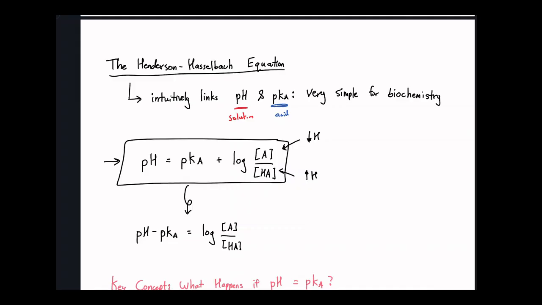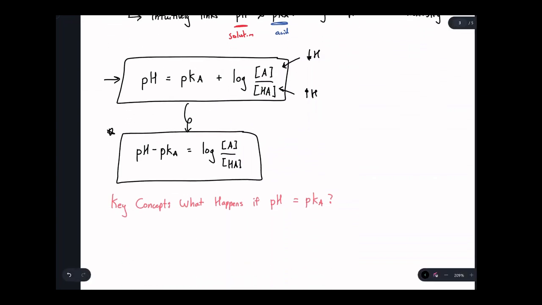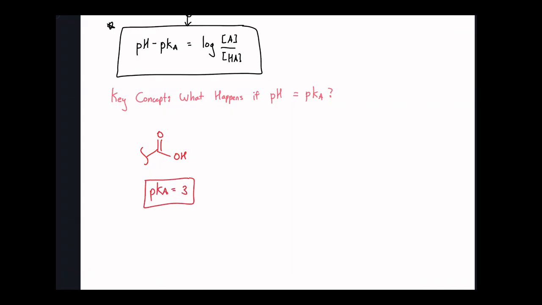I'm using this terminology for a reason. I quickly wanted to show that by rearranging this equation, subtracting pKa from both sides, pH minus pKa equals the log of A over HA. And this is an interesting question: what happens if pH is equal to pKa? Let me give you a discrete example here. The C terminus of a protein has a pKa of 3, and remember, the pKa is a constant value. It's a value that won't be changing.